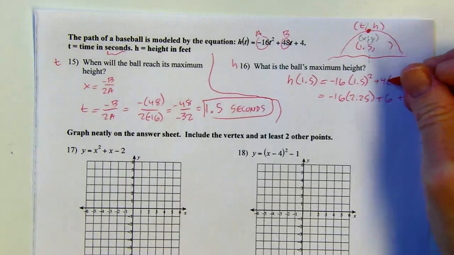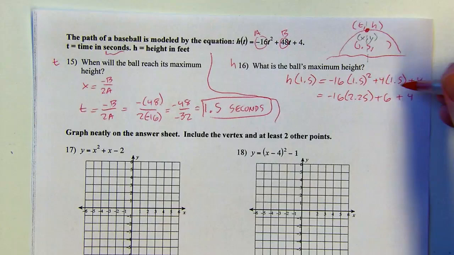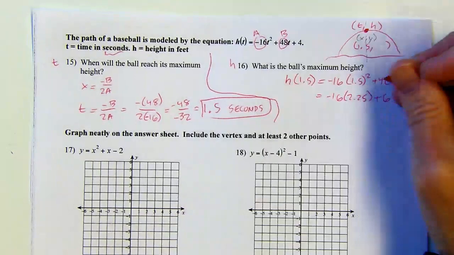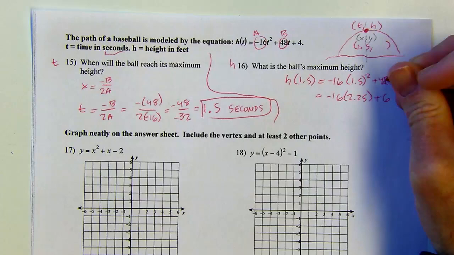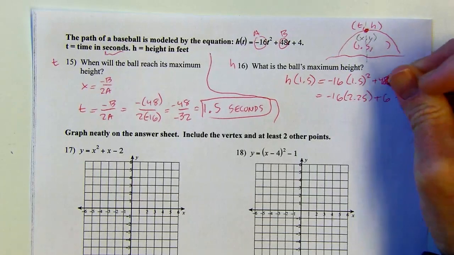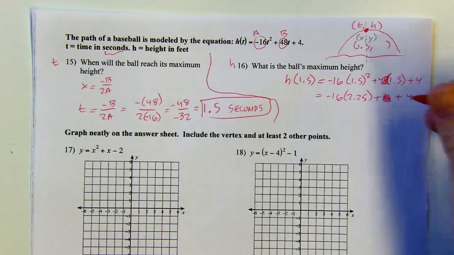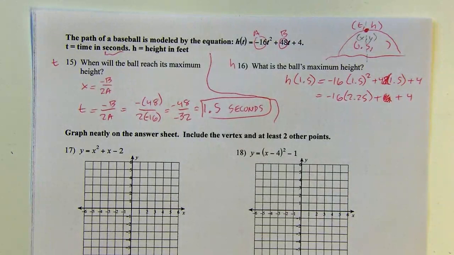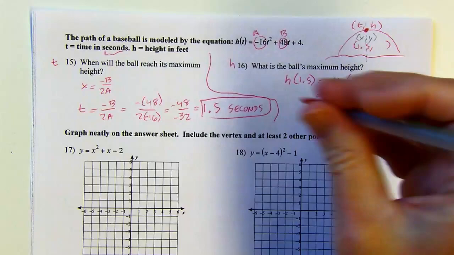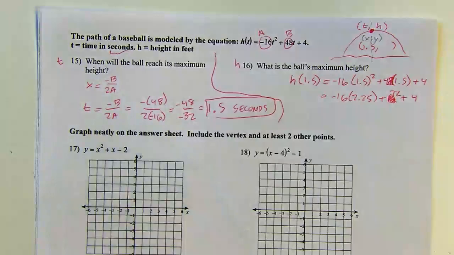Oh, geez, I wrote 4 times t. This should have been 48 times t. I was wondering why I got a negative answer again, because that should have been 48 there. Whoops. Okay, so that's not 6. I got 48 times 1.5 there, which is 72. Okay, that's more like it.